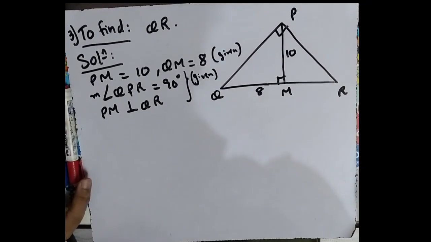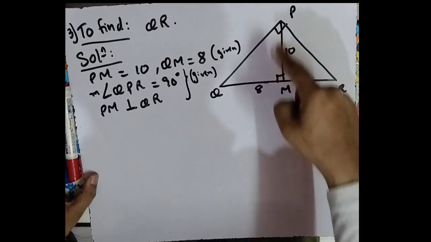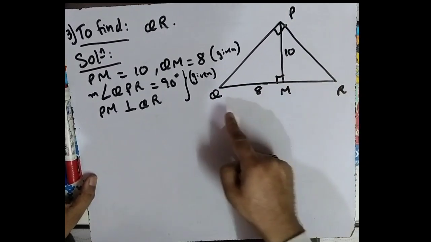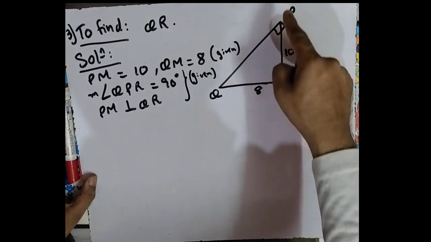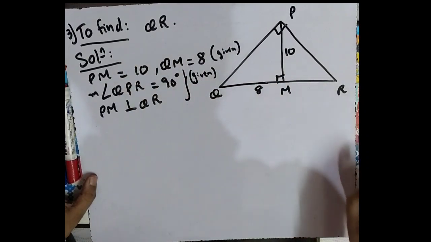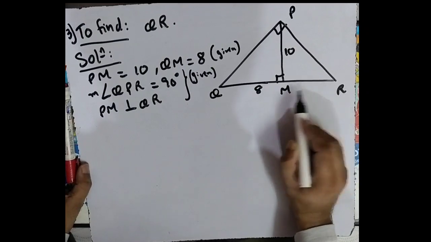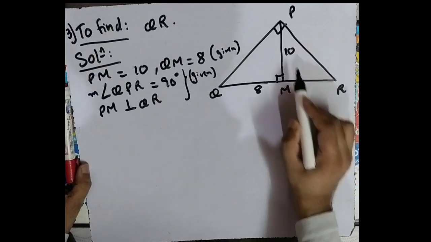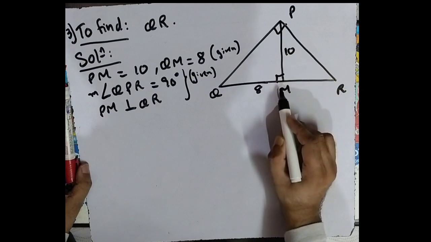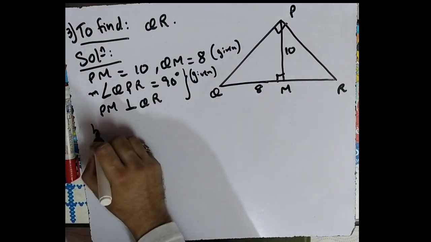In the third sum, we have angle QPR is equal to 90 degrees, PM perpendicular to QR. QM is given 8, PM is given 10. We want to find QR. So what we will do is first find out MR. From the right angle, one perpendicular is coming, so we will apply the theorem of geometric mean.